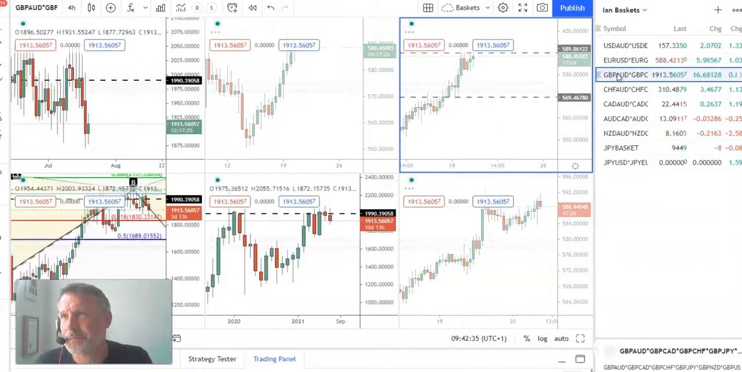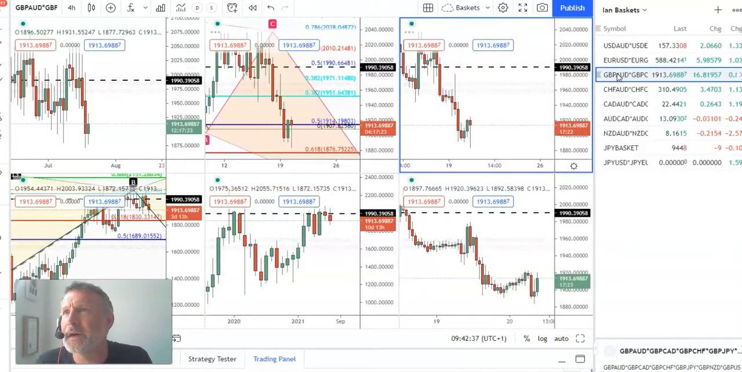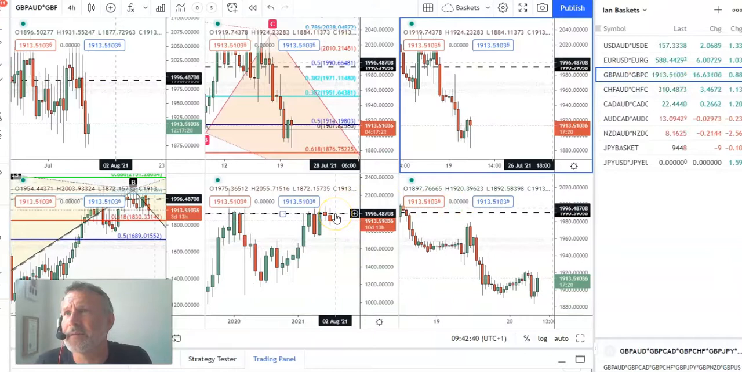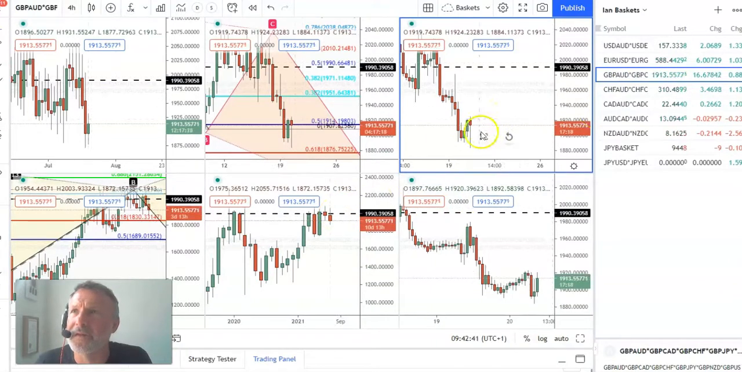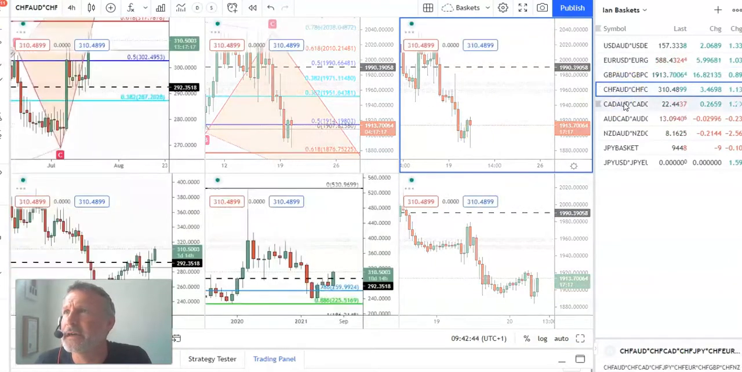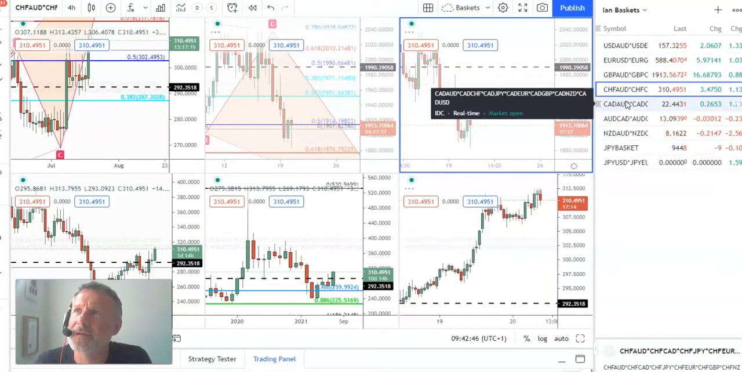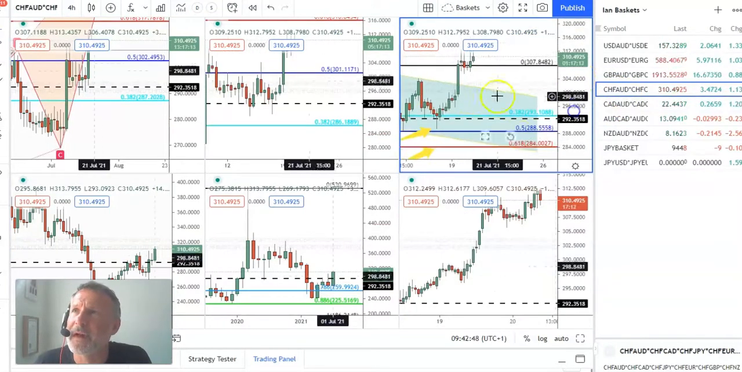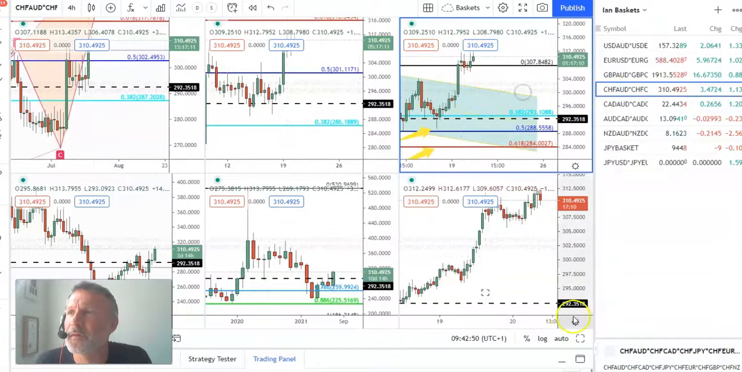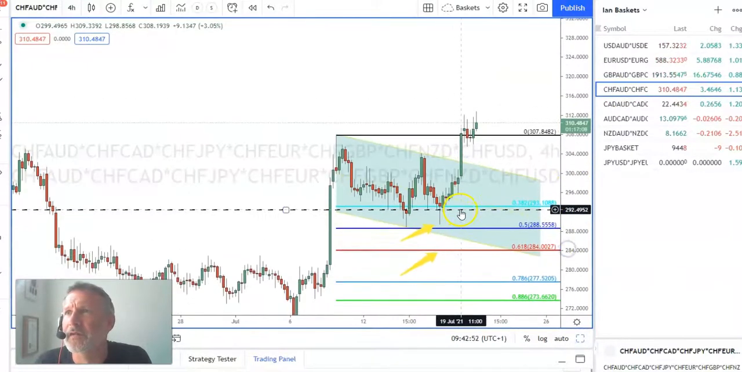Sterling again is up against a monthly barrier, but there's nothing intraday. Swiss franc, I believe, is quite bullish. We broke out of a channel formation, continue to move to the upside, really got nothing in the way of resistance for quite some time.